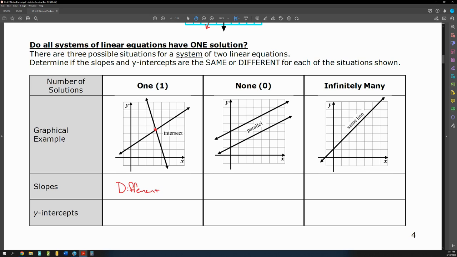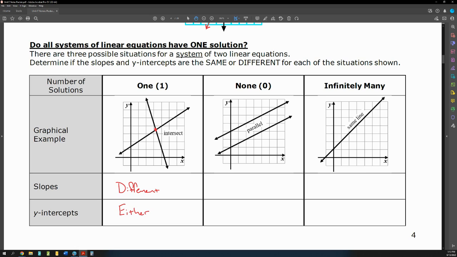If you have two lines with different slopes, you could have the same y-intercept or you could have different y-intercepts. It doesn't matter. You're still going to have one solution. So it doesn't matter if it's the same or different. It can be either the same or different y-intercepts.